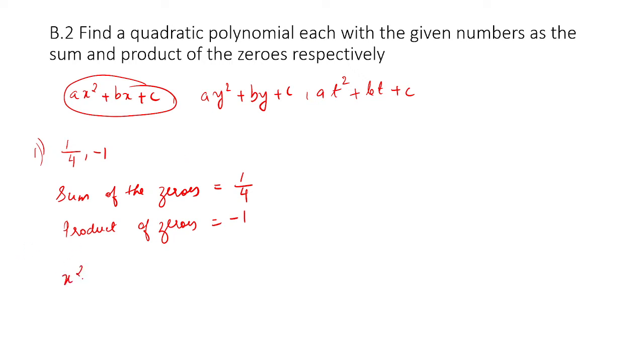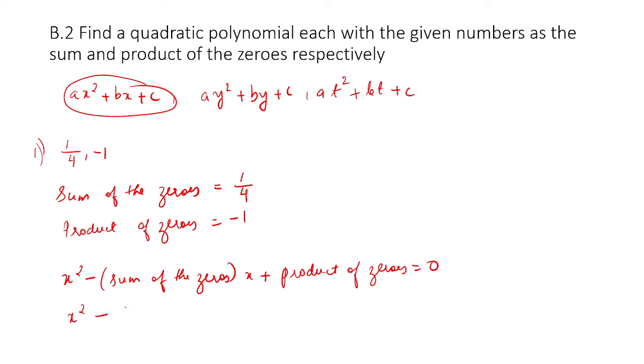In case you want to find the quadratic polynomial, this is just the formula that you have to follow: x square minus the sum of the zeros times x, for all the equations in fact, plus the product of zeros, and you just equate this to 0. So this is going to be x square minus 1 by 4 x, and the product of zeros is given as minus 1, equal to 0. Clear? In the next step, if I take the LCM, I will get this as 4 into x square minus x minus 4. Remember here, plus minus becomes minus.